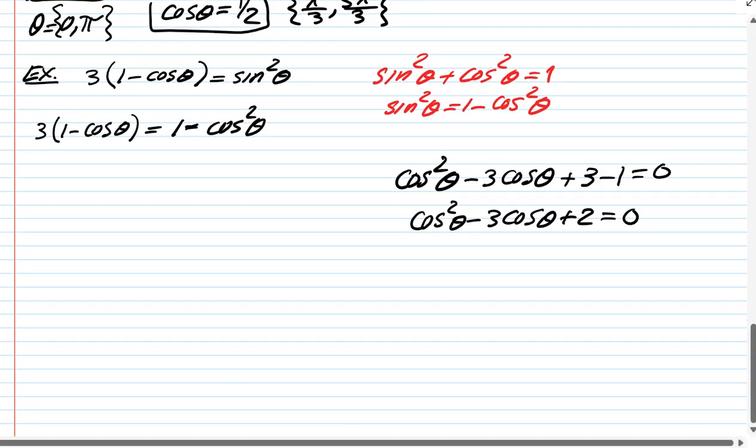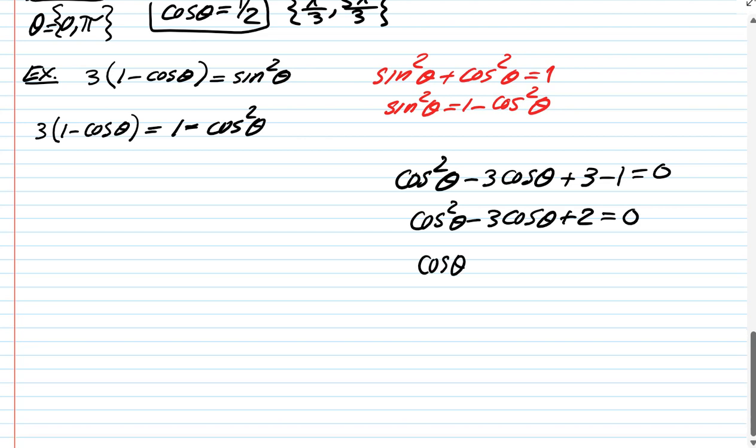Okay. So if I solve this, again, it's quadratic in cosine. So it's going to be cosine, cosine. Now, two numbers multiply to 2 and add to -3. So I'm going to go -2, -1. And there you have it. Factored form. And then we can solve that. Let me put this on hold.